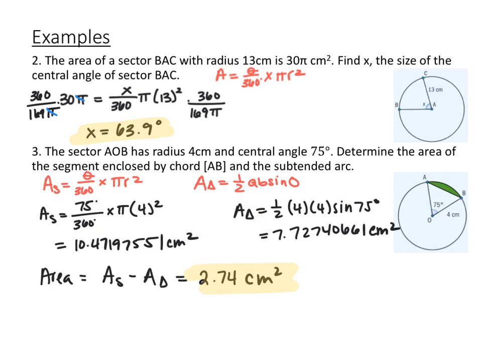And then the triangle, you have a side angle side triangle. I did the 2 radii, and then your included or your central angle. So you have 1/2 times 4 times 4 times the sine of 75 degrees. So you would get about 7.73. So then the green area is the area of the sector minus the area of the triangle. So you end up with 2.74 square centimeters. So this has been area of non-right triangles and area of sectors.